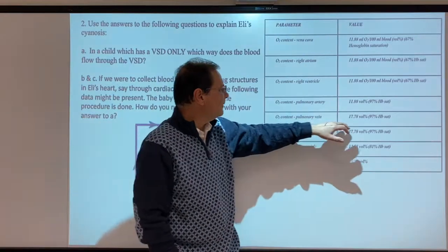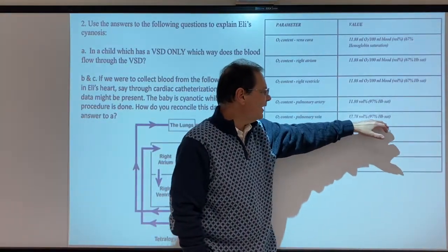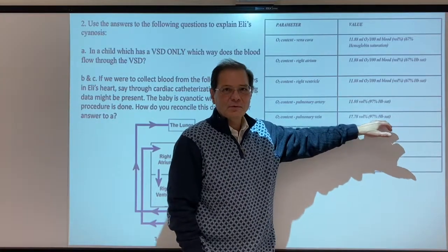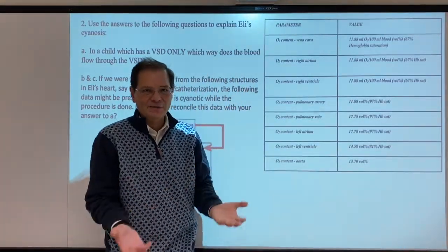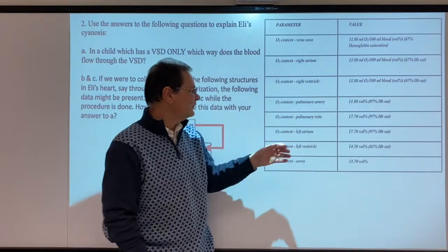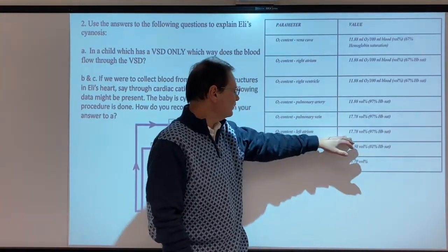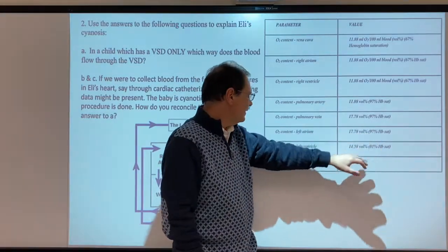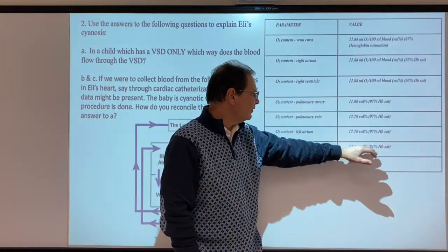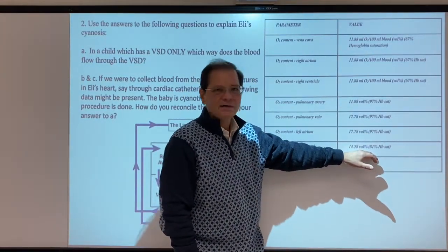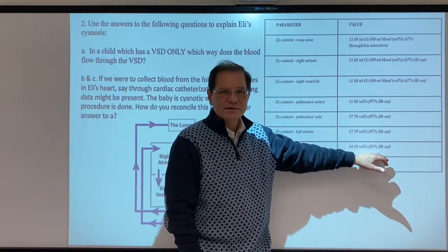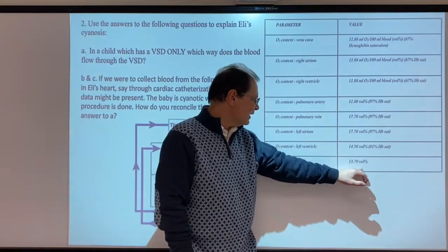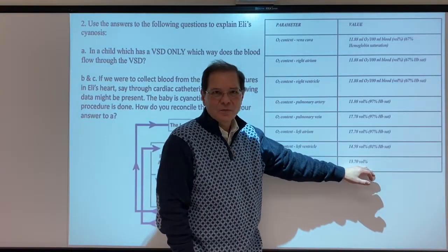Then we go to the pulmonary vein, and we see that we have a higher hemoglobin saturation, 97%, and that's normal because your pulmonary vein is coming back out of your lungs, and blood is being returned this time to the left heart. So if we look at the left atrium, it should be the same as the pulmonary vein, and it is. Now we look at the left ventricle, and all of a sudden we see a drop in the content, and the hemoglobin saturation is down a little bit. And then we look at the oxygen content of the aorta, and it's down even more.